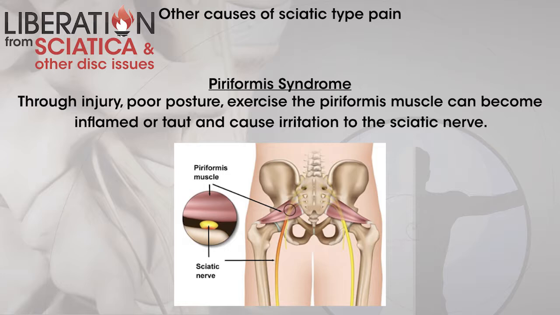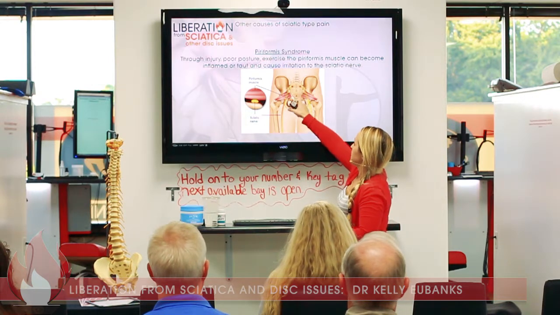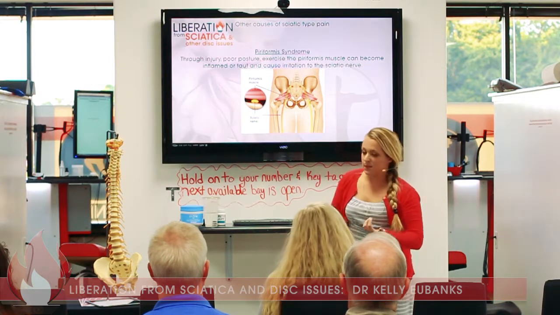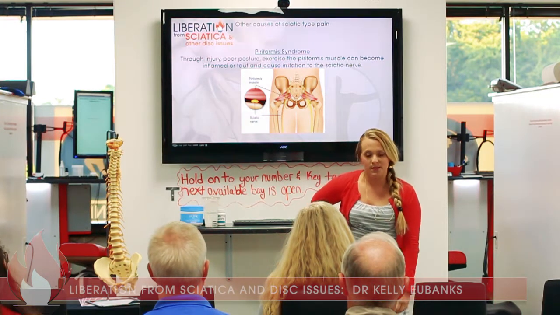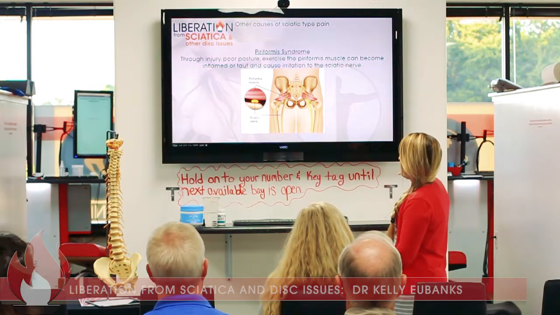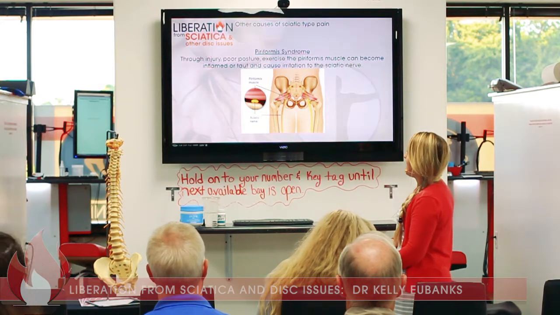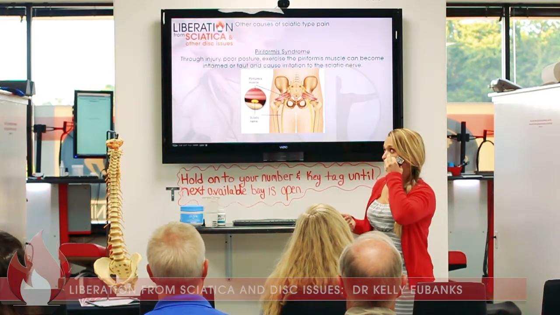Piriformis syndrome. The piriformis muscle is this one right here. It goes from your sacrum out to your femur. This is the muscle that externally rotates your hip. So when you do this movement here, that's your piriformis muscle. All right, so you can have sciatic type pain because of an inflamed or aggravated piriformis muscle.